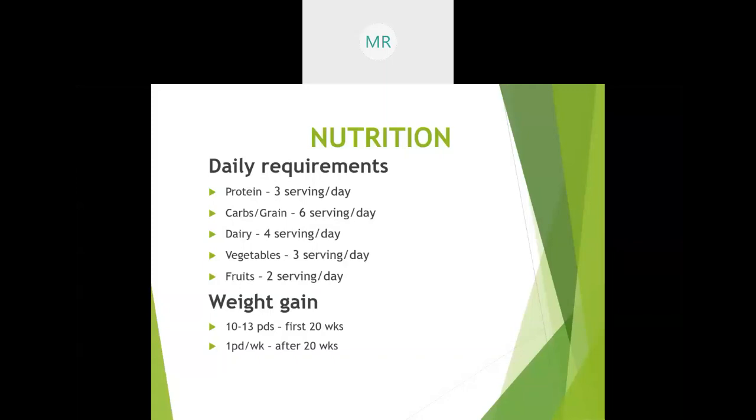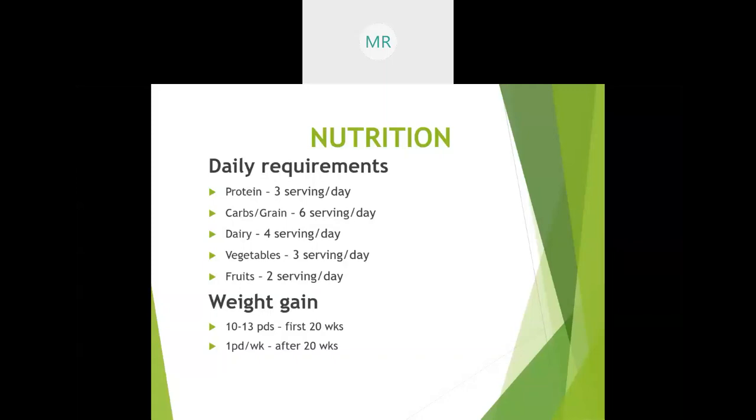Vegetables, 3 servings a day. That's green, deep yellow vegetables, which is also good because it is loaded with vitamin C. Fruits, 2 servings a day. Fruit is really good for folic acid and red blood cell formation. Weight gain during pregnancy. Normal appropriate weight gain averages about 25 to 35 pounds for women with a normal pre-pregnancy weight.